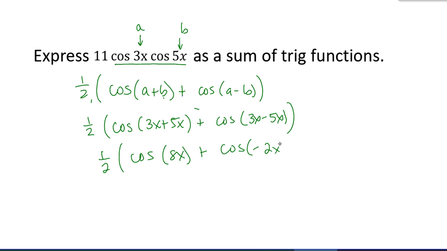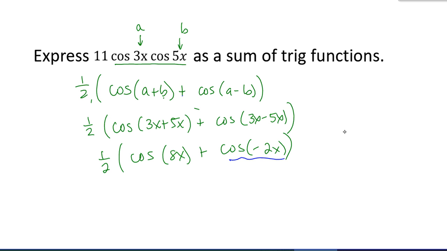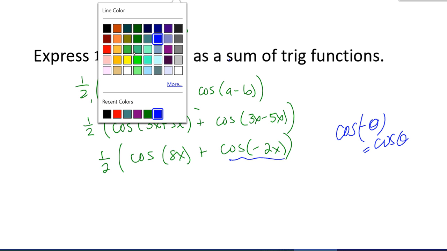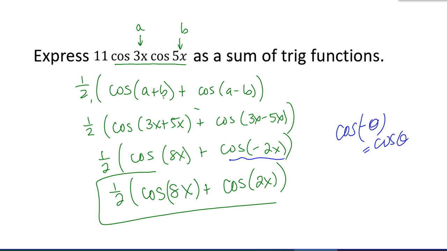I'm just simplifying that cosine. And again, we've got that negative 2x inside there. So this right here is the formula: cosine of negative theta equals the cosine of theta. So this is going to become 1/2 cosine of 8x plus cosine of positive 2x. And that's it.